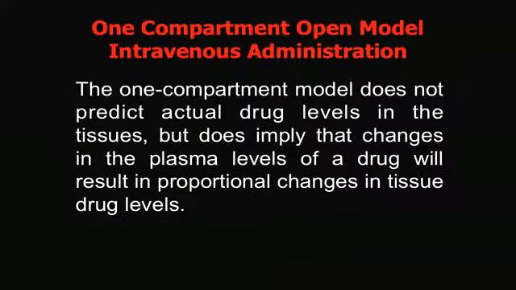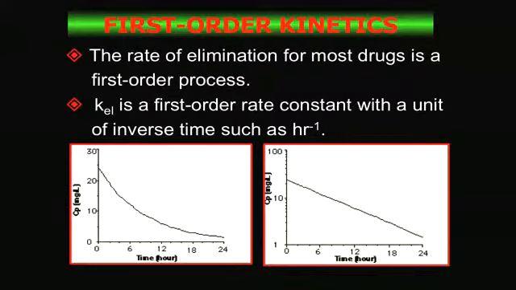So the one compartment model does not predict actual drug levels in the tissues, but implies that changes in the plasma levels of the drug will result in proportional changes in tissue drug levels, and that's what you'll get to see a little bit with your model that you're going to build for the lab this week. It's going to be a very simple model, but you should be able to see how the concentration levels in the blood plasma are changing over time.